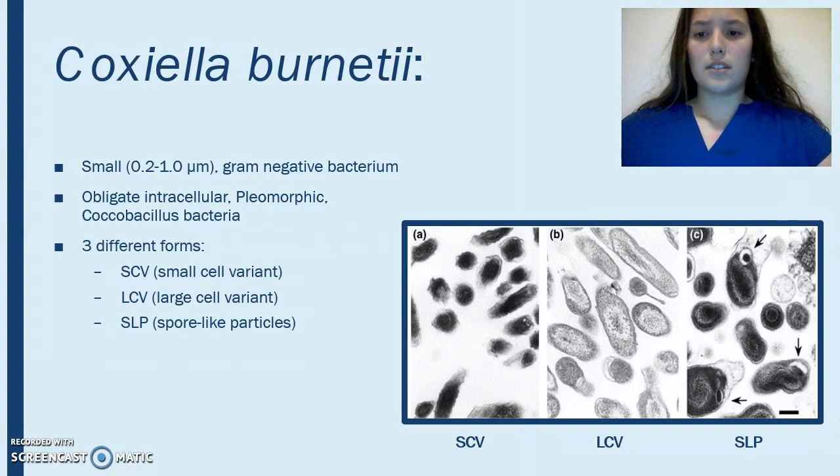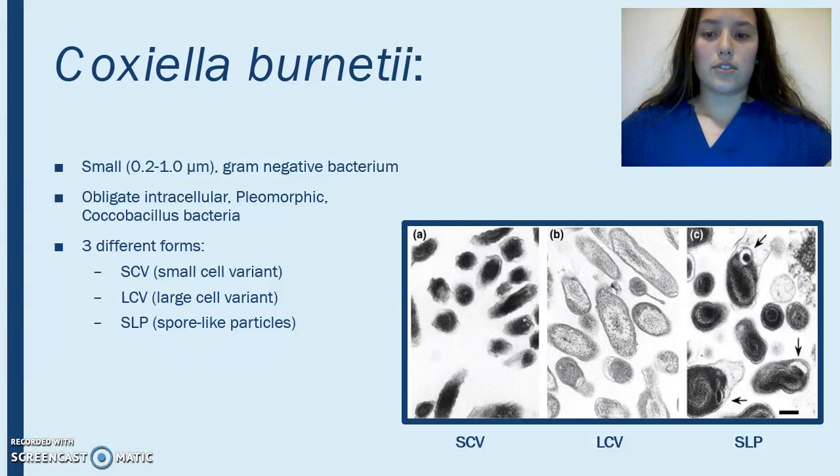So, what are some characteristics of Coxiella burnetii? It's a small gram-negative bacteria. It's also an obligate intracellular bacteria, which means that it replicates and lives inside the host cells. It's pleomorphic, which means it alters its size and shape in response to environmental conditions, and is a coccobacillus.